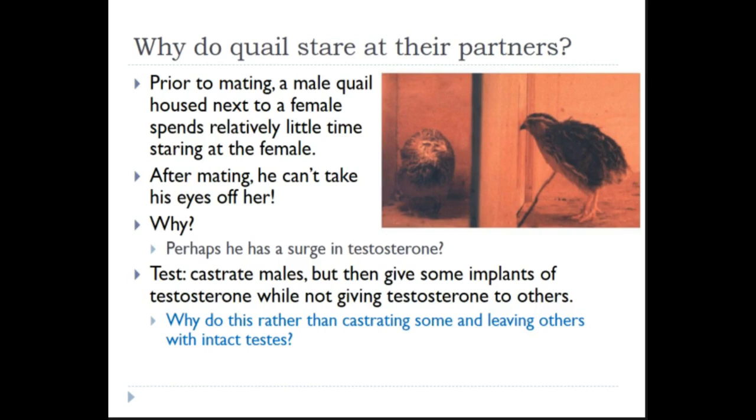I think the idea is that this allows you to be a bit more controlled. The testes can produce testosterone, but you don't really have control over how much they're producing. Whereas in this case, you get to directly regulate how much testosterone these individuals are experiencing. So everybody gets castrated, and then they've got implant males versus other individuals that get an implant that basically just has water in it, so they don't get the testosterone at all.